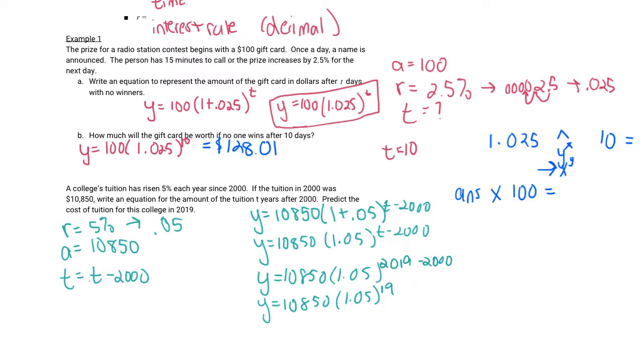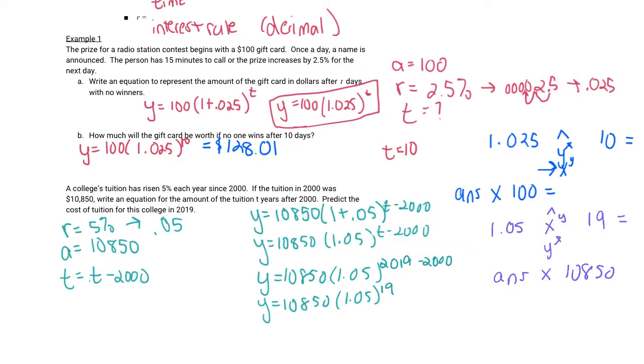So on a calculator, I hope you did 1.05, this button, or this button, or this button, to the 19th power equals. And then leave it there. And then that answer times 10,850. Then that's your final answer.